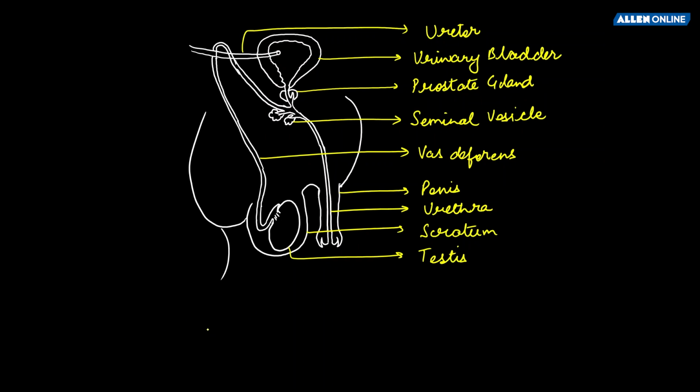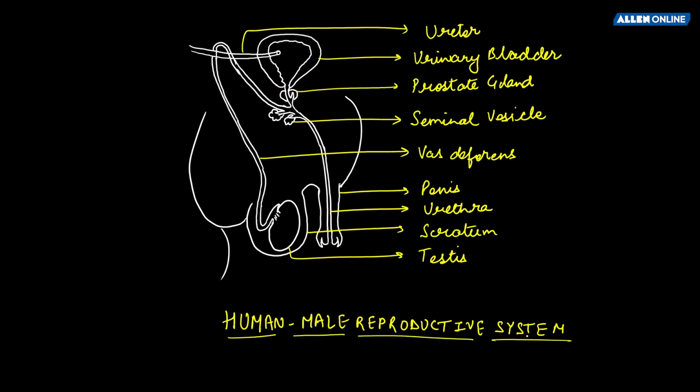Now we will write the name, that is the human male reproductive system. Okay, and then we can just underline it. So now we will understand how to draw the diagram, that is germination of the pollen grain.